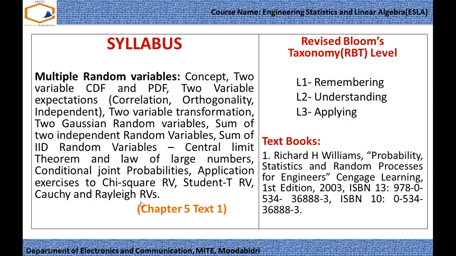For this module 2, we'll refer to textbook 1, which is by author Richard H. Williams, Probability, Statistics and Random Process for Engineers. The textbook that we are referring to for module 2 is here, by author Richard H. Williams. You need to refer to Chapter 5 in this book. The Bloom's taxonomy levels for this particular module are L1, L2, L3: L1 remembering, L2 understanding, and L3 applying.